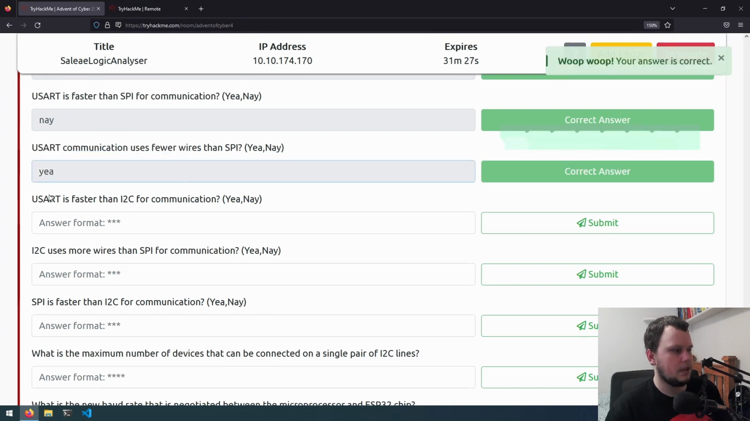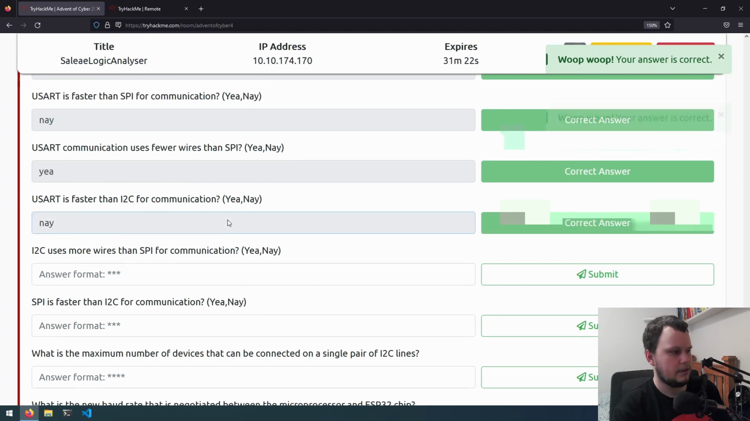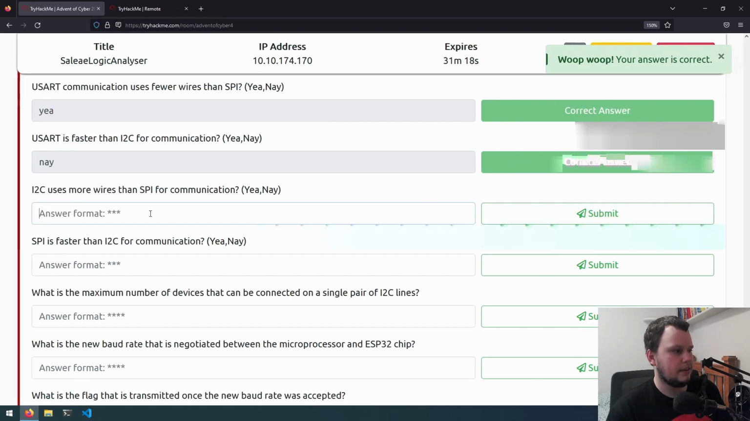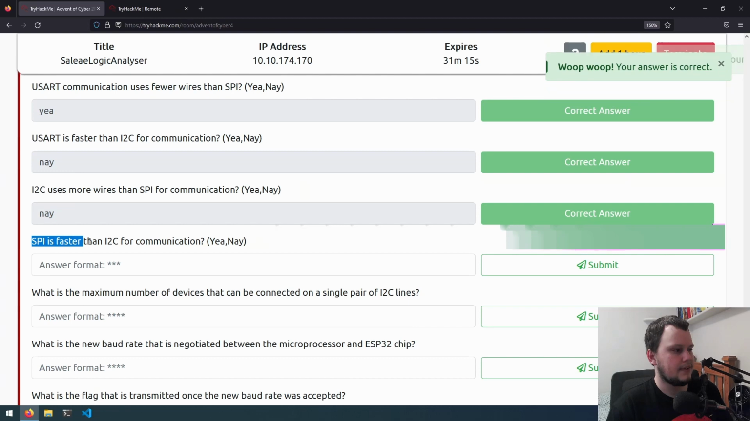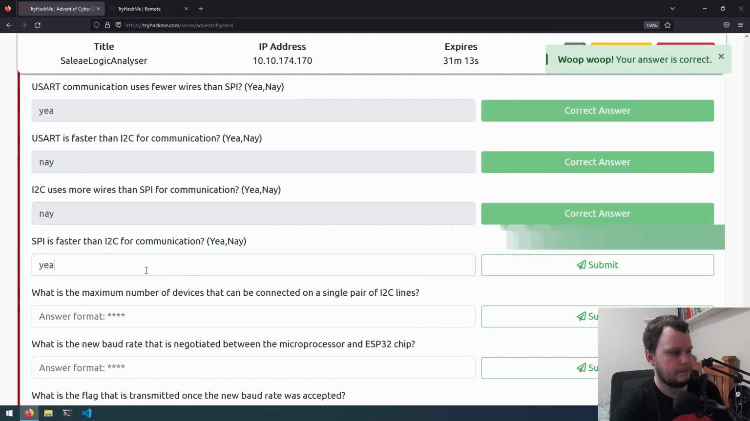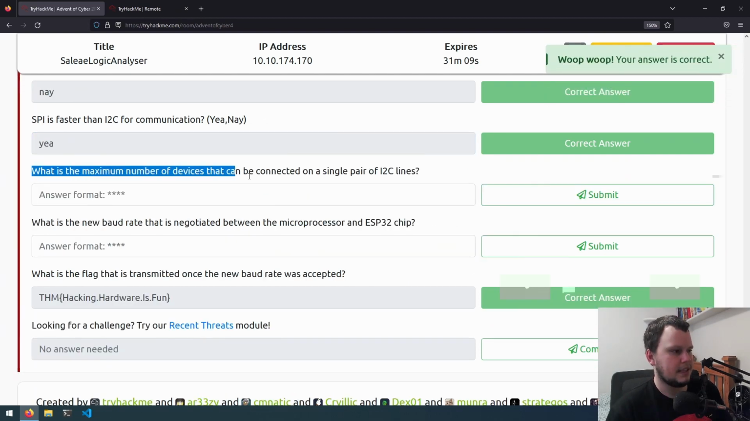USART is faster than I2C. I think that's a nay. I2C uses more wires than SPI. That is a nay. SPI is faster than I2C. That is a yeah. What is the maximum number of devices that can be connected on a single pair of I2C lines?